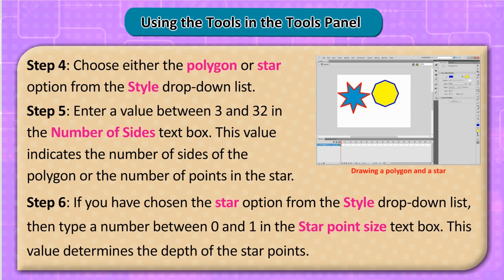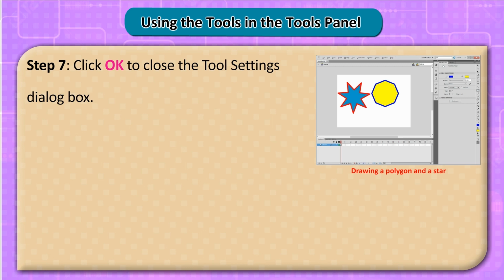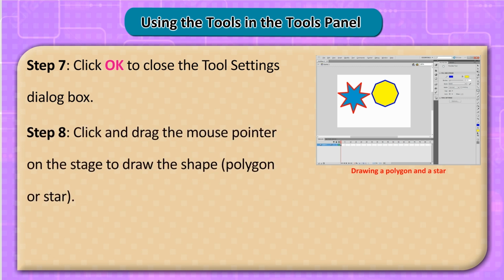Step 6. If you have chosen the star option from the style drop-down list, then type a number between 0 and 1 in the star point size text box. This value determines the depth of the star points. Step 7. Click OK to close the Tool Settings dialog box. Step 8. Click and drag the mouse pointer on the stage to draw the shape, polygon or star.